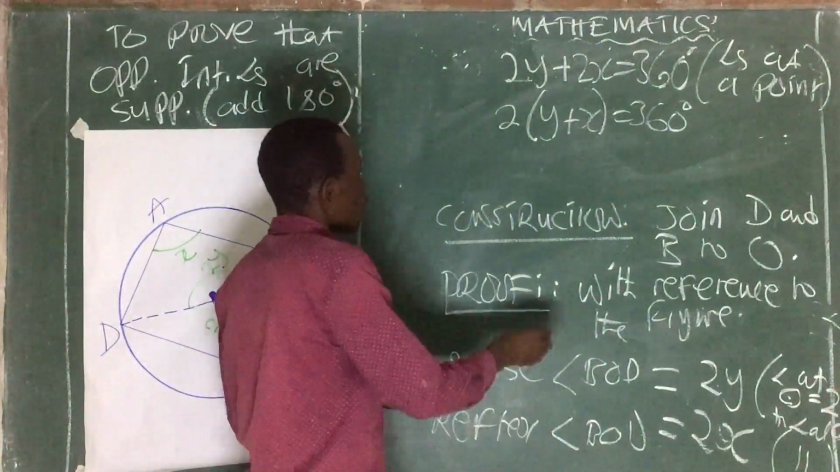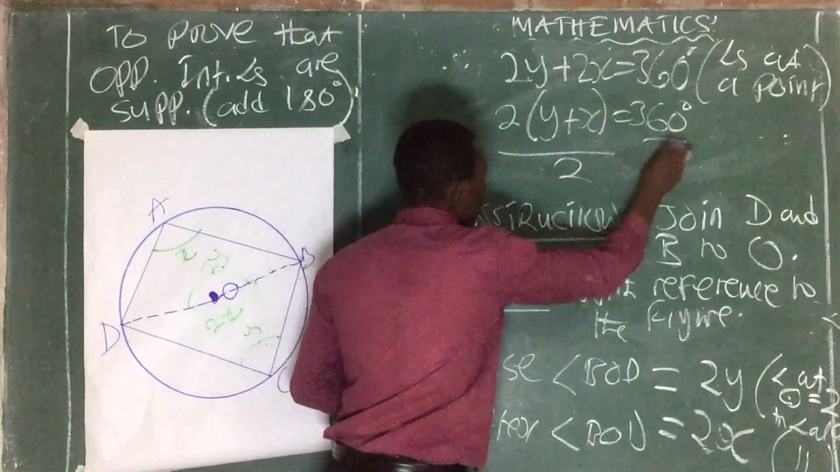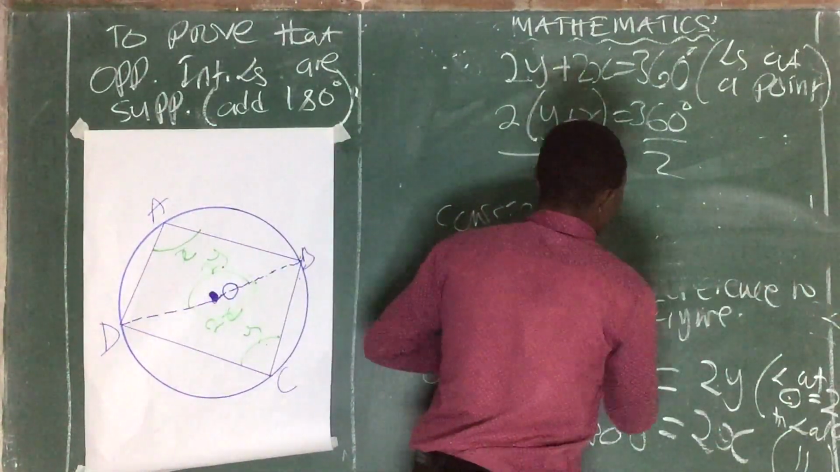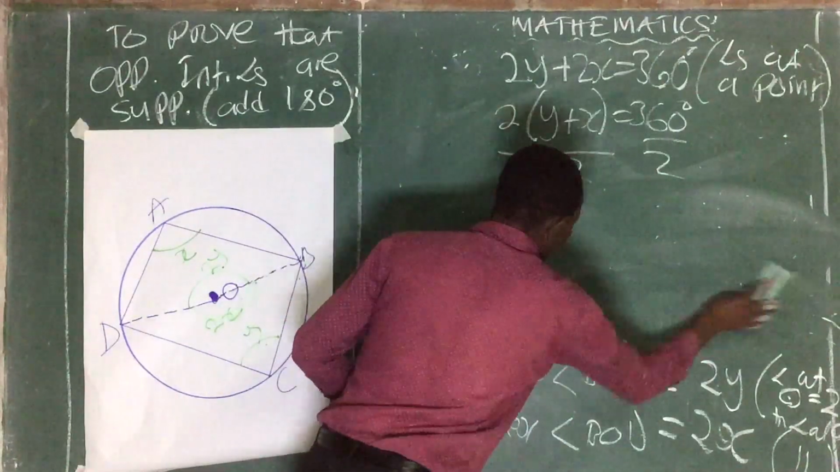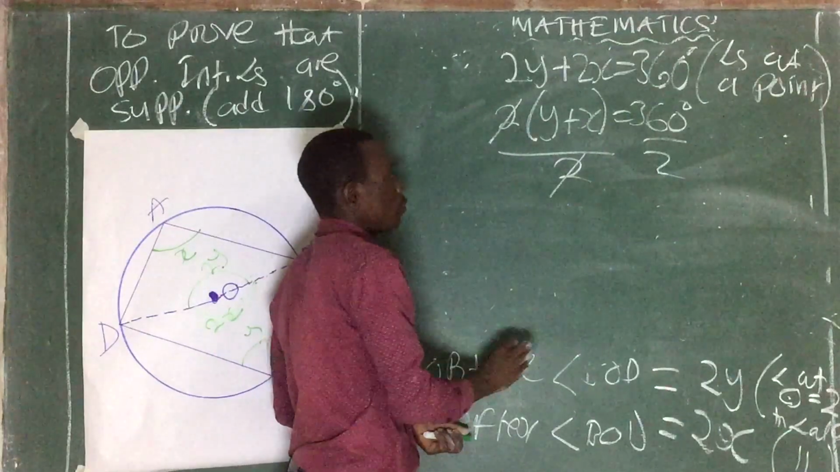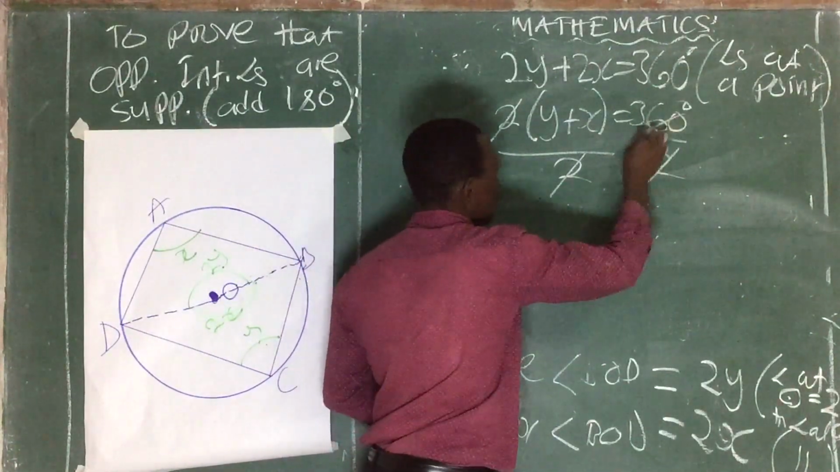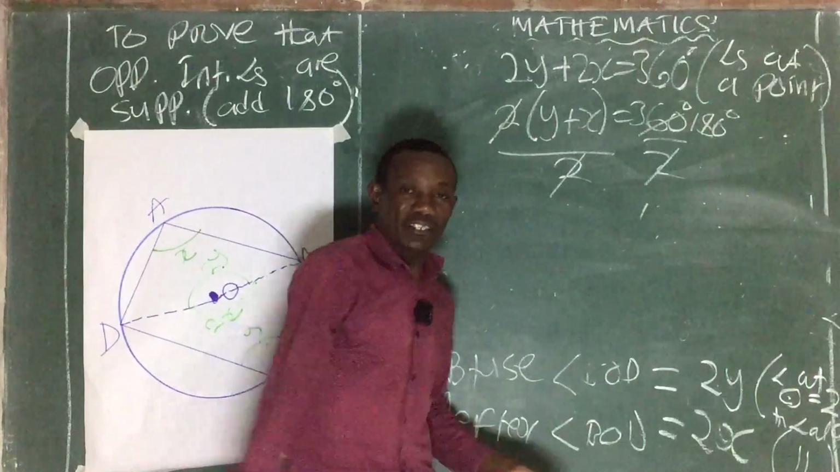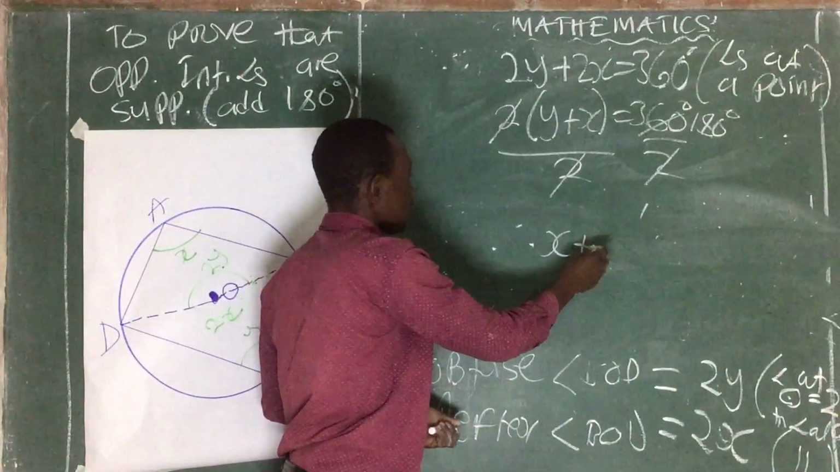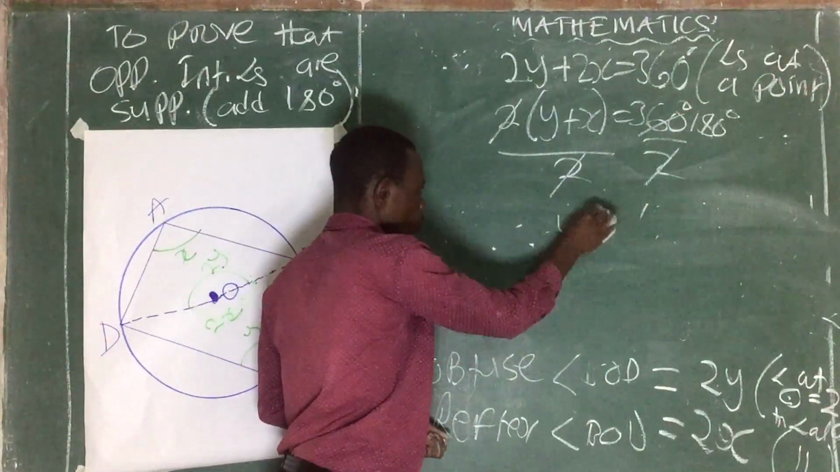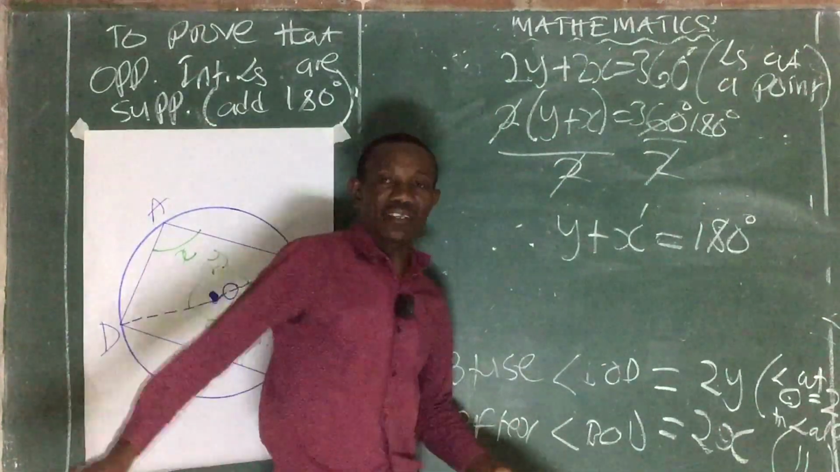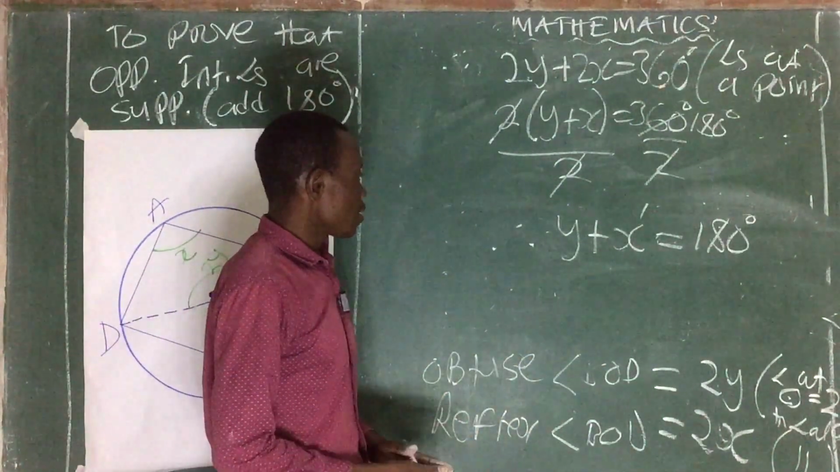You're going to realize that when I divide by 2 on both sides, I'll return a certain value on the right-hand side. Look at this: 2 cancels with 2, and 2 here goes into 360, 180 degrees. So what we get from there is x plus y, that's y plus x, is 180 degrees. So it means in this case we have been successful.